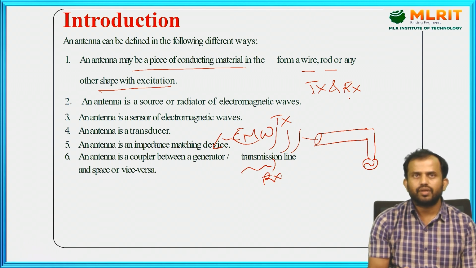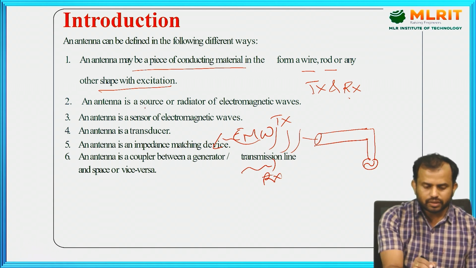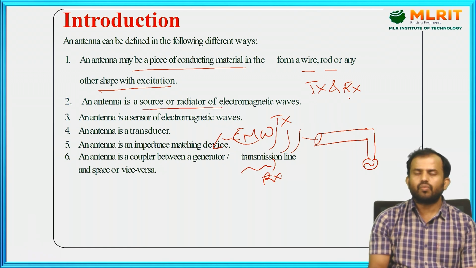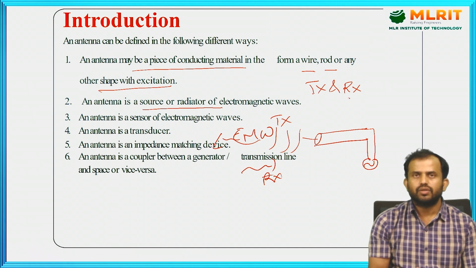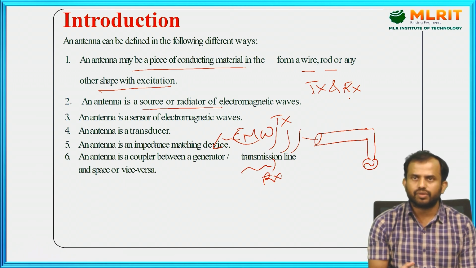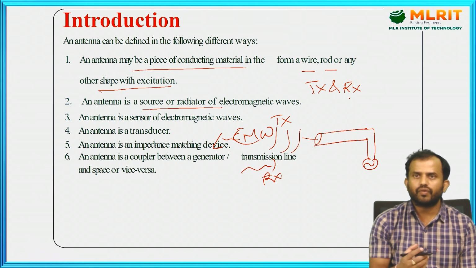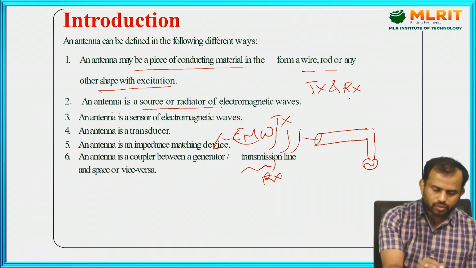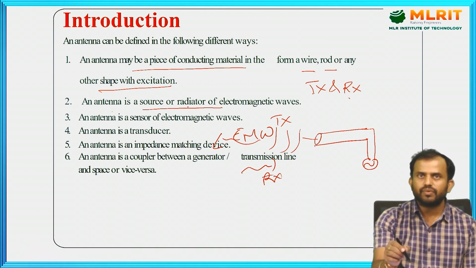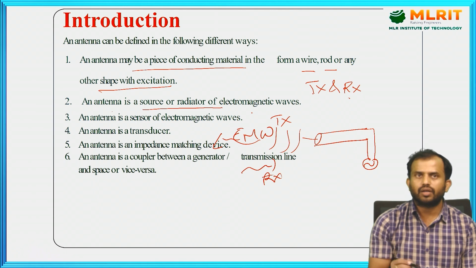Similarly, an antenna also acts as a source or a radiator. What is meant by source or radiator? When you go for any long distance communication, when you go for a huge amount of frequency, the antenna is able to produce the high range of frequency values. There our requirement is a source supply. So there the antenna also works as a source, or as a radiator of electromagnetic waves.